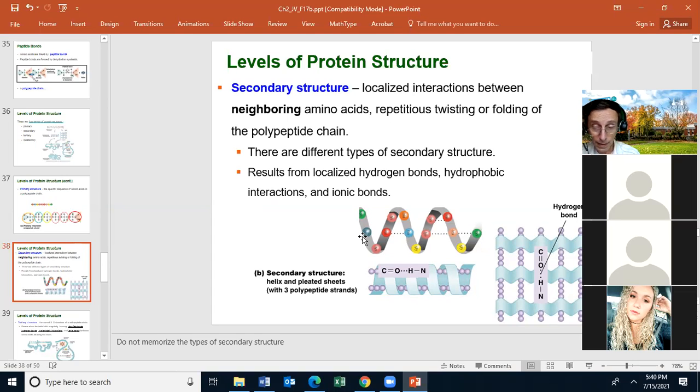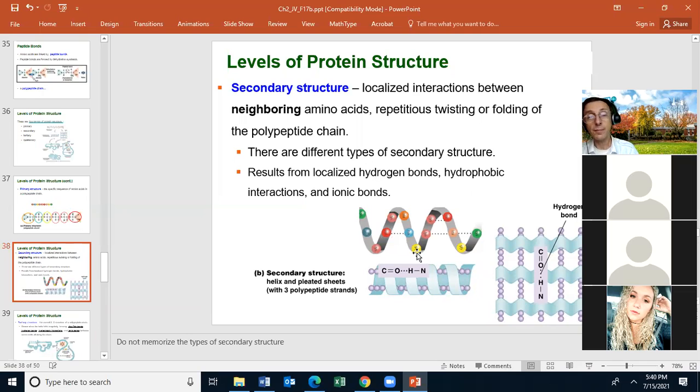Okay? Any question about any of that? Those are the different attractive forces that can form the secondary structure. Okay? The video only talked about one, I think the hydrogen bond, but in reality there's also attraction between ionic groups, repulsion between ionic groups.